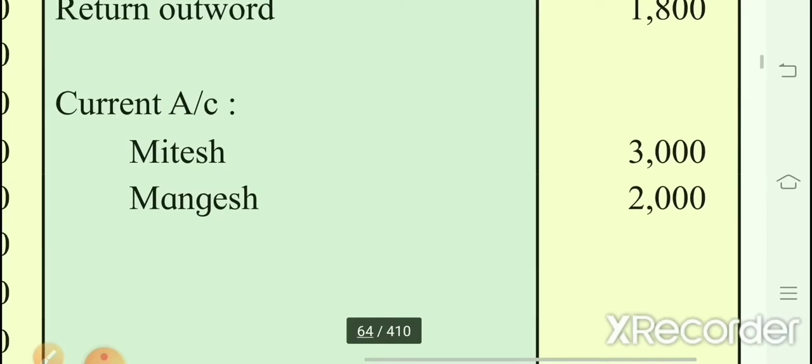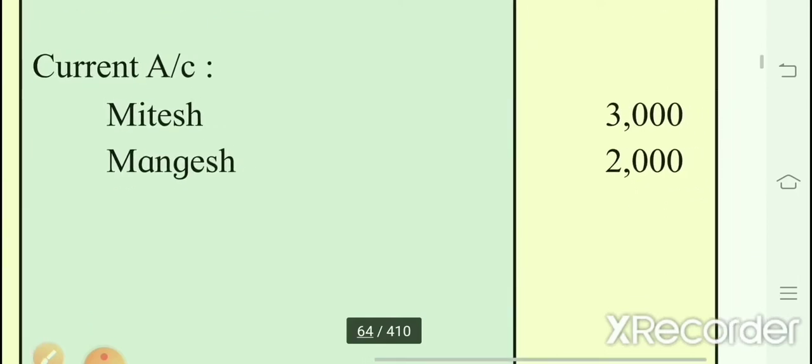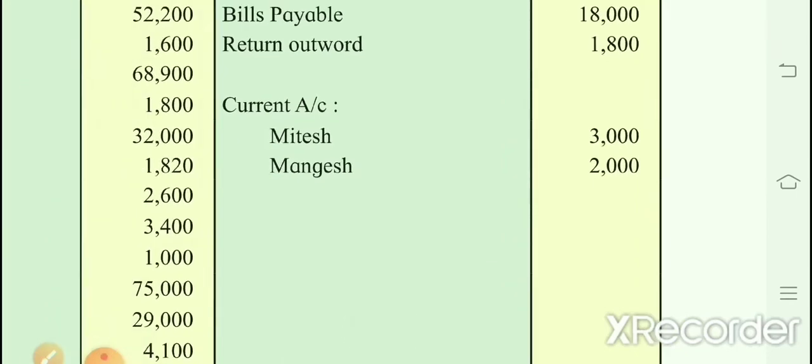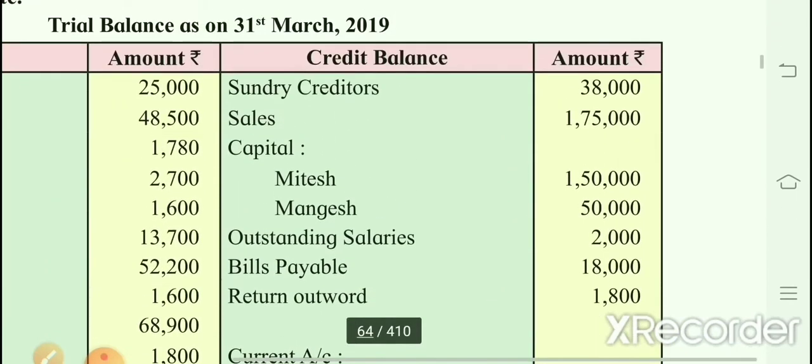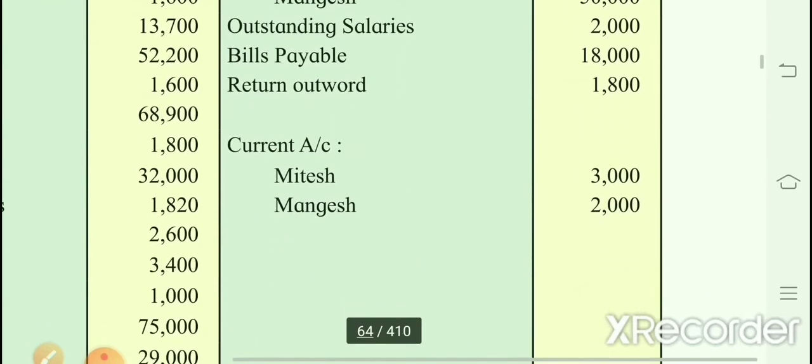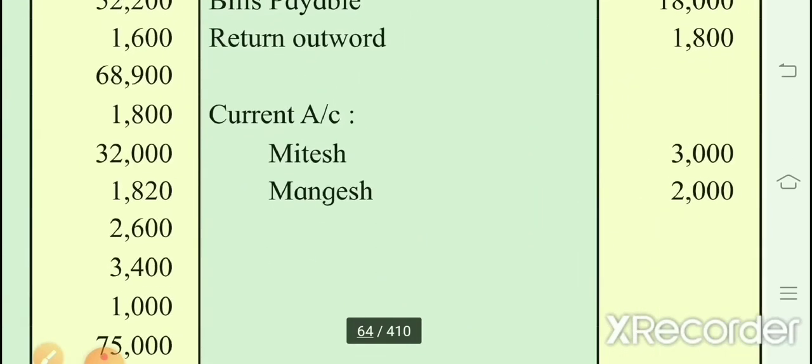Then next, current account. The current balance of partners is given on the credit side of the trial balance. So we will write this amount on the credit side of the partners' current account as by balance brought down, by rupees 3,000 and by rupees 2,000. Okay.